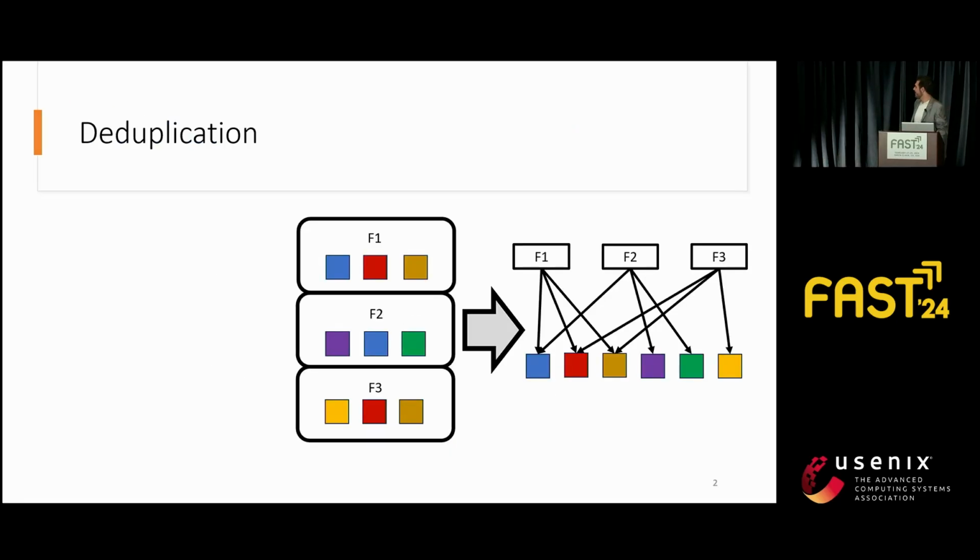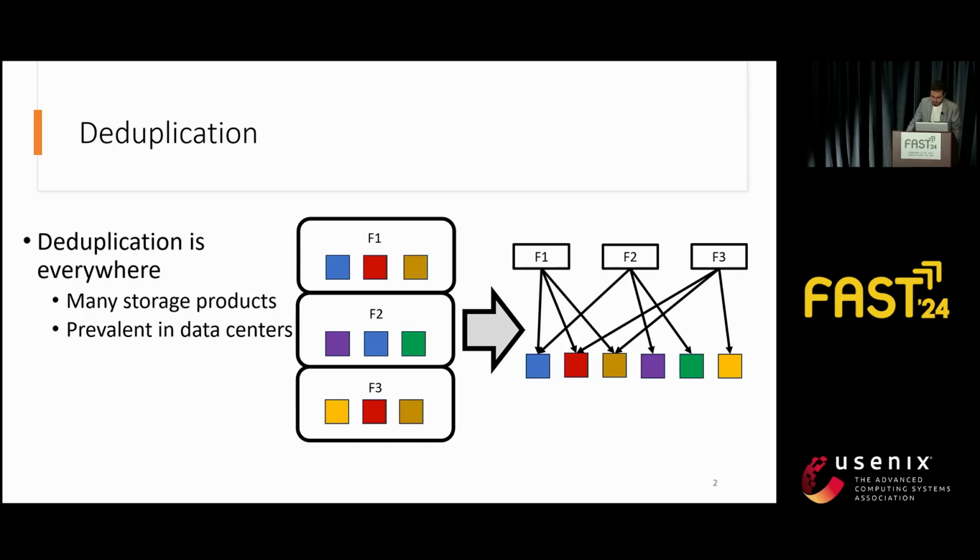Let's get to it. I'm going to talk about deduplication. Deduplication is a method that we use to identify duplicates in data, mostly in backup systems and secondary systems, but today more and more also in primary storage. And it's everywhere in many storage products, many data centers.